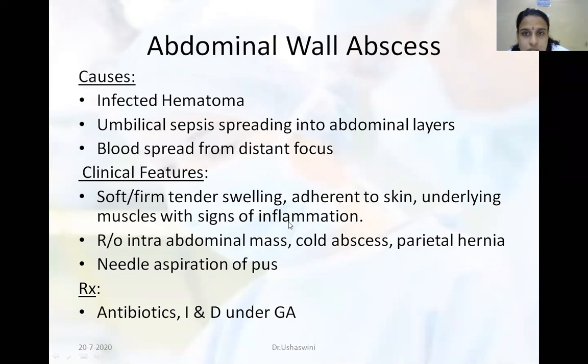Now, when you see an abdominal wall abscess, you should always have an idea about the possibility of an intra-abdominal mass, a cold abscess, or a parietal hernia. All of these may seep into the abdominal wall, leading to the presentation of an abdominal wall abscess. So it appears to be an abscess on the abdominal wall, but deeper within, you may also find an infected intra-abdominal mass, or a cold abscess, or a parietal hernia almost encroaching onto the skin, leading to abscess formation, showing signs of inflammation.